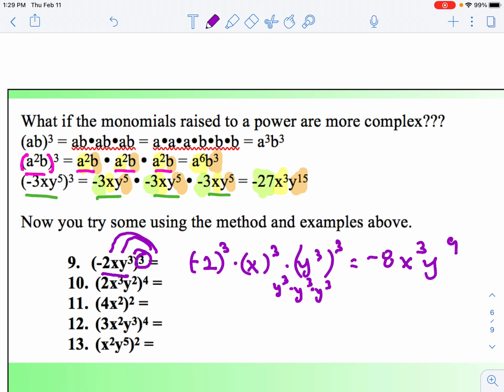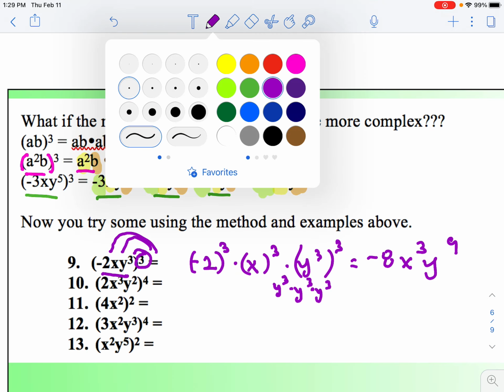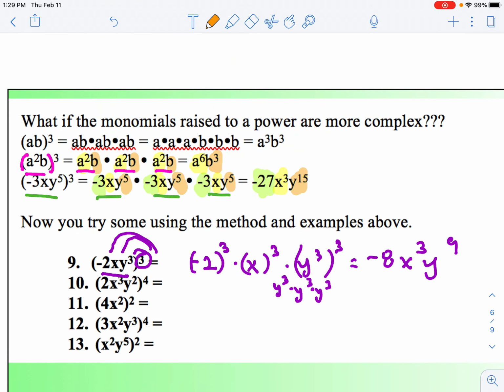So this is sort of our strategies for power to a power. I'll work out some of these other ones, but see if you can try number 11. So pause the video and see if you can do that.